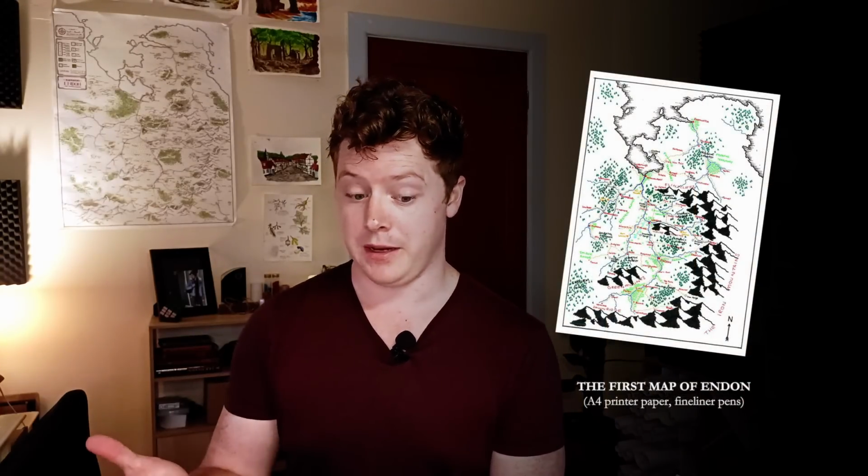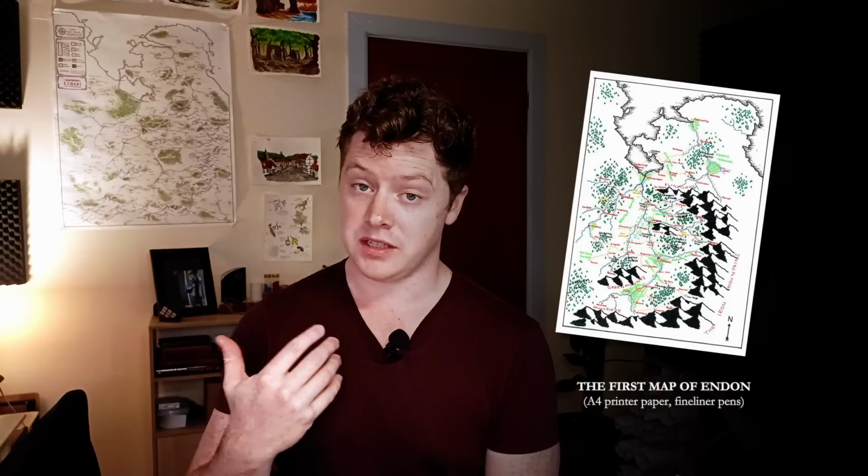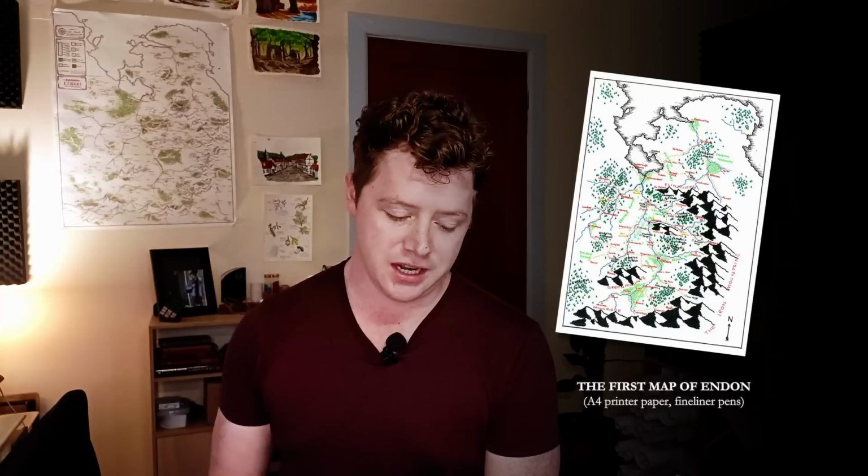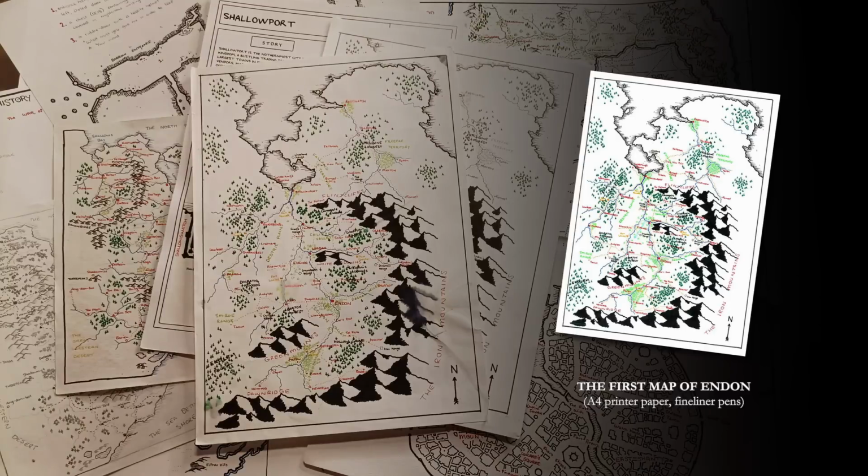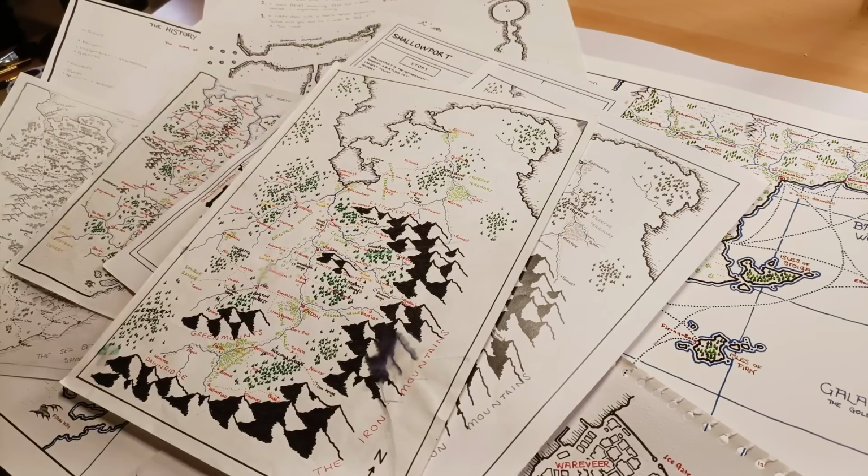Now, the first ever map that I made for my world was a lot more crude than the ones I currently use. First of all, it was A4 and on printed paper, so it's much, much smaller than the ones that I use now. But it had block shading on the mountains. The trees were kind of little wiggly symbols. The towns were messily labeled. It was a bit of a mess, but I look back on it with fondness.